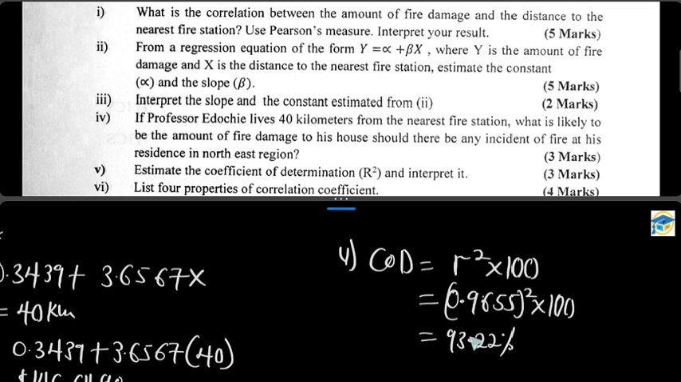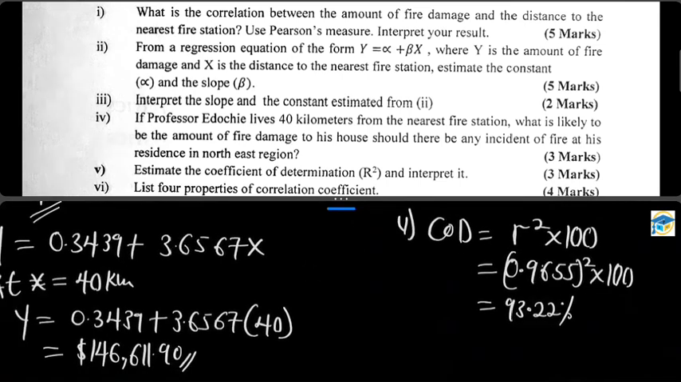So here, this 93.22% actually tells us how much variability exists in the distance, or variable X, that can influence variable Y. In case there is a high distance from a residence to the nearest fire station, that can cause a high amount of fire damage to that particular residence, in terms of rescue.